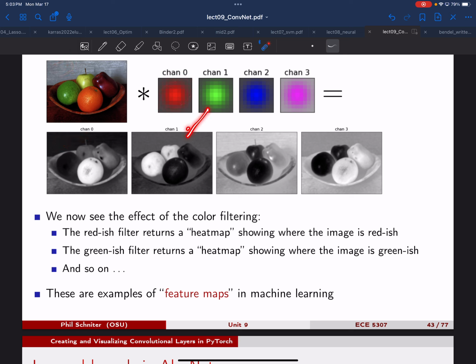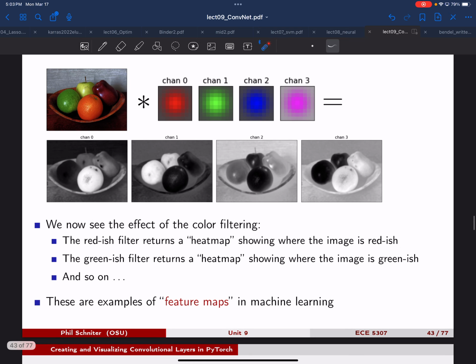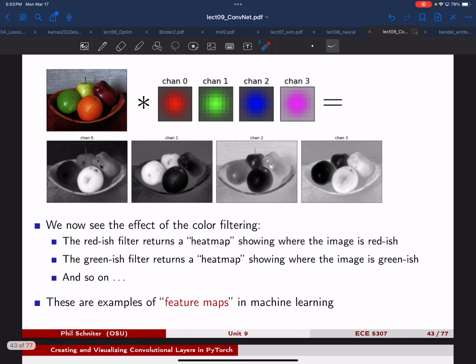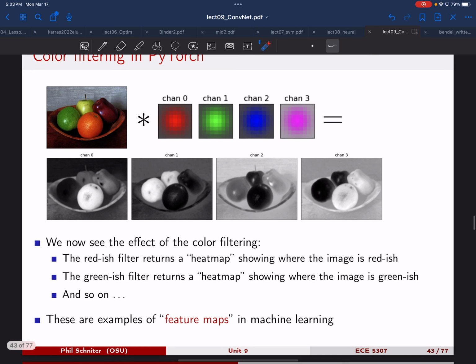And for green, we're going to get this. This is going to pick up the green apples. Blue is going to pick up, actually this has the most blue in it, and so on. Okay, so if the goal is clear, we could get back to how we actually do this. Everybody got the goal? Okay.